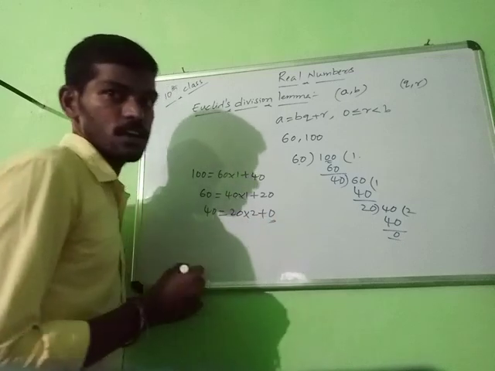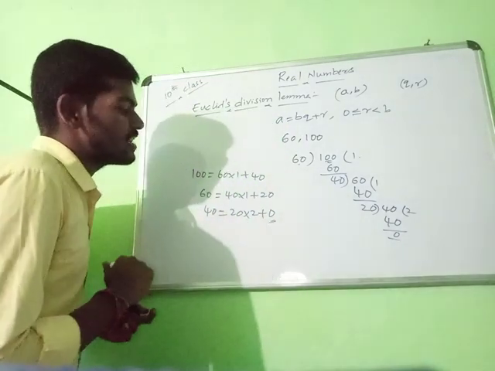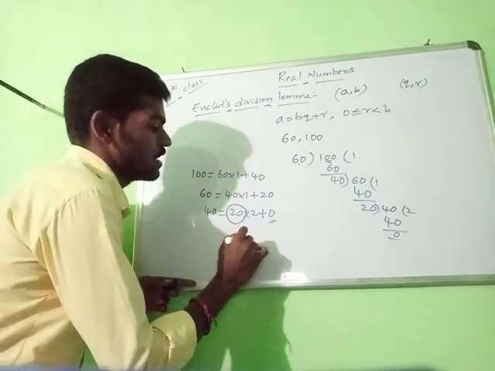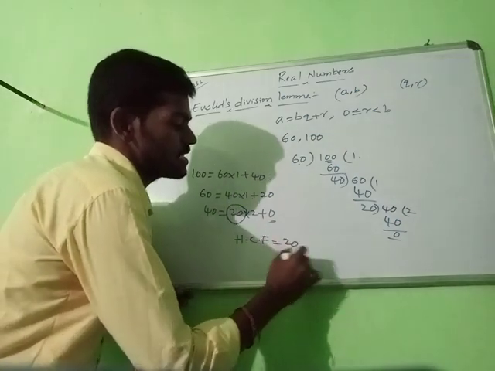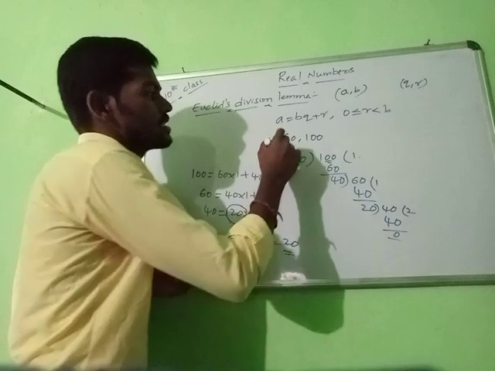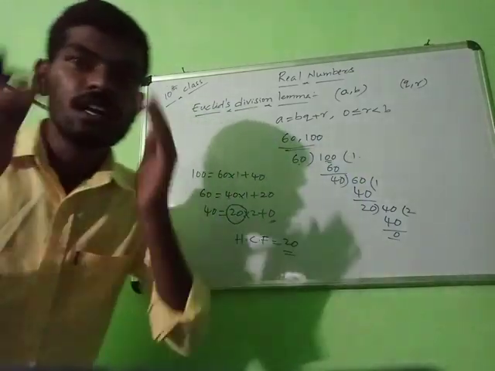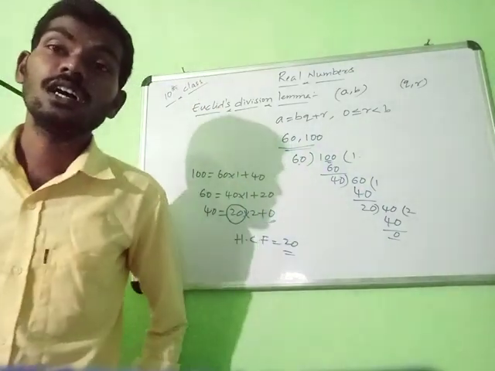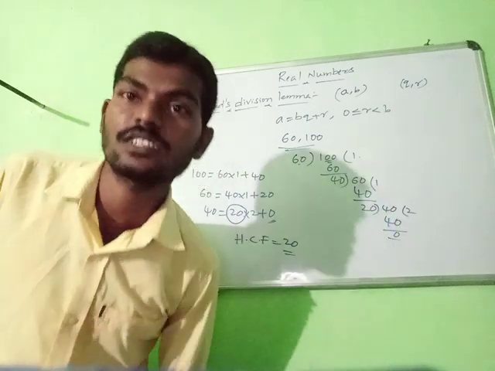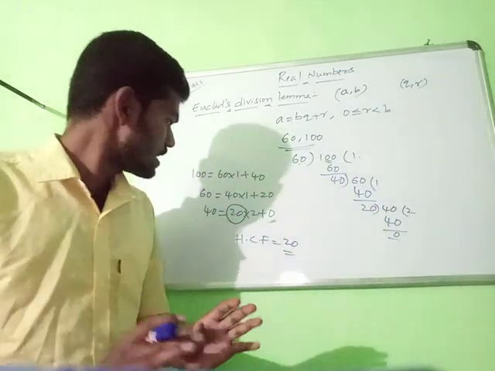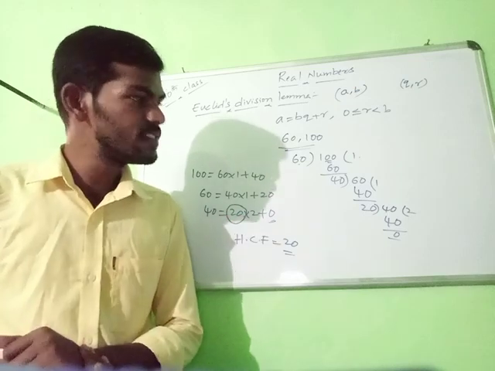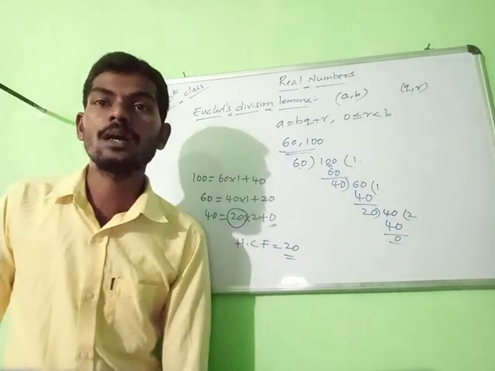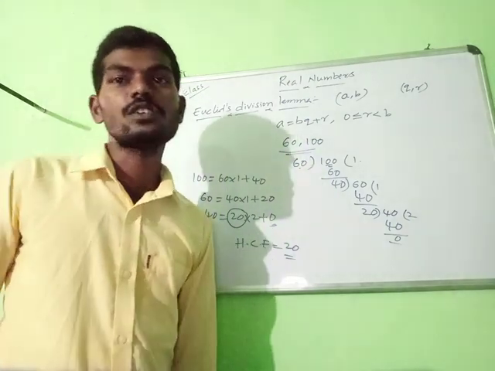If the remainder is 0, now what is the divisor there? That is the HCF. So 20 is the HCF of 60 and 100. At the time the remainder is equal to 0, the divisor at that stage is the HCF of the given 2 numbers.